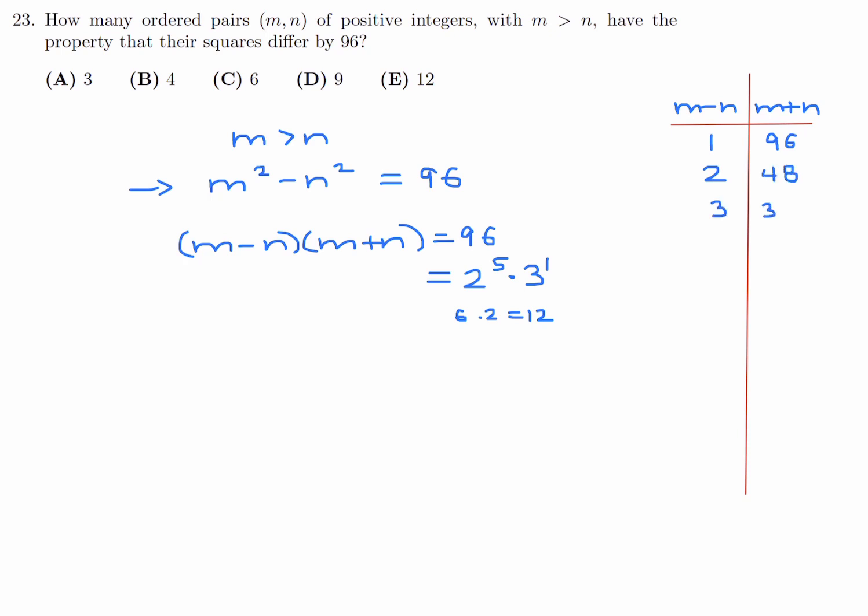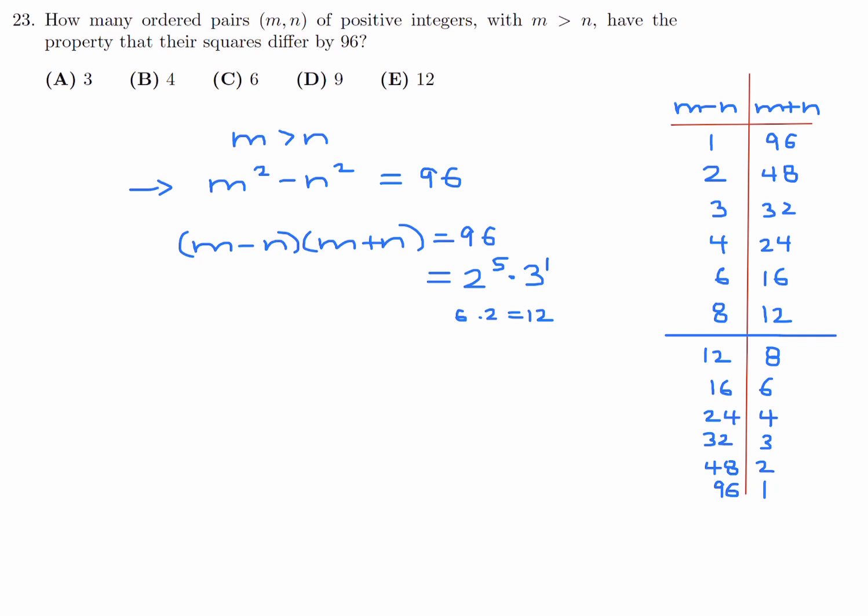3 and 32, 4 and 24, 6 and 16, and 8 and 12. That's it. And then after that, you'll get 12 and 8, 16 and 6, 24 and 4, 32 and 3, 48 and 2, and 96 and 1. Now, I wanted to write them out because I want to be complete.